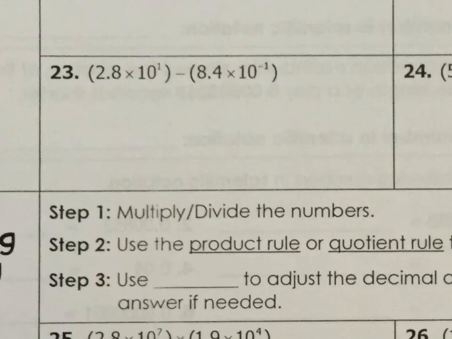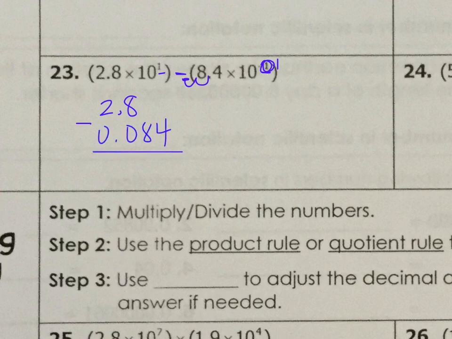2 more. Okay, this is another subtraction. I have a negative 1 and a 1. If you know your number line, you know that it is 2 points. A negative 1 is 2 spaces from a 1. So to make that a 1, I move that over 2 spaces. 2.8 minus 0.084. When you subtract those out, you get 2.716 times 10 to the 1st power.